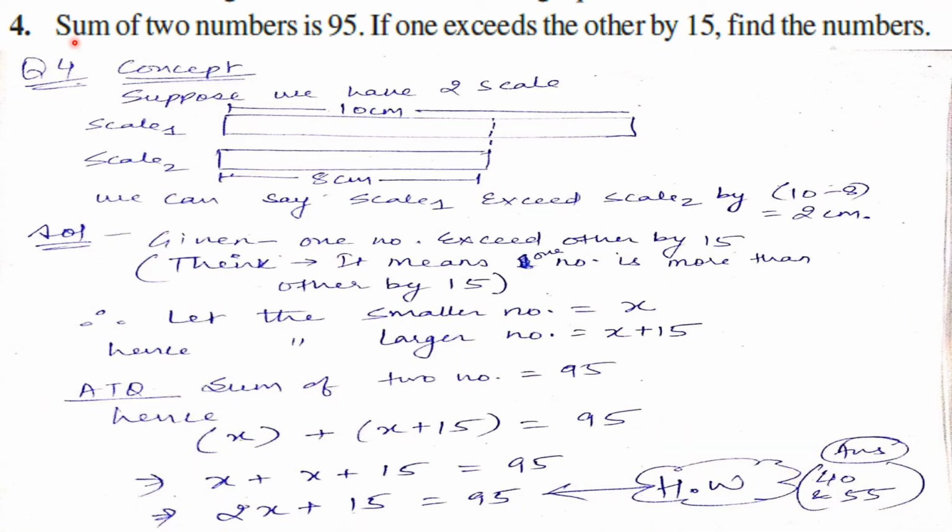Question number 4. Question 4 is sum of two numbers is 95. This is first information. Second information is if one exceeds the other by 15, find the numbers. We have to think among these two statements which one will help us to assume and which one will help us to form the equation.